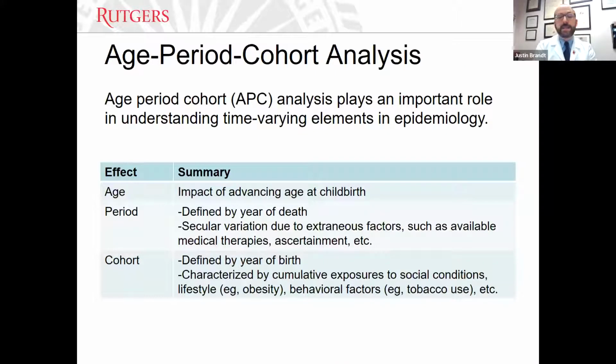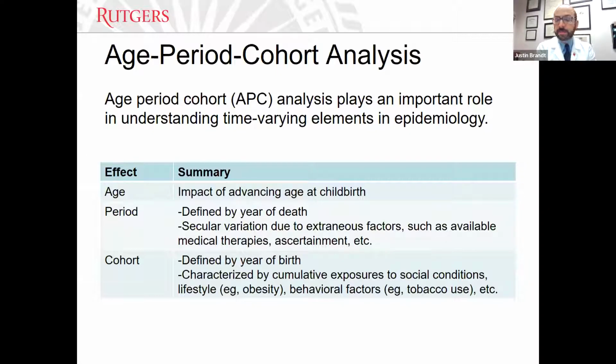In this study, they did an age period cohort analysis, and this is a really neat epidemiologic analysis, which looks at time-varying elements in epidemiology and sees how these different elements contribute to the outcome of interest. They focused in the age period cohort on these 3 factors: the age effects, the period effects, and the cohort effects. Age effects are impacted by advancing age at childbirth.